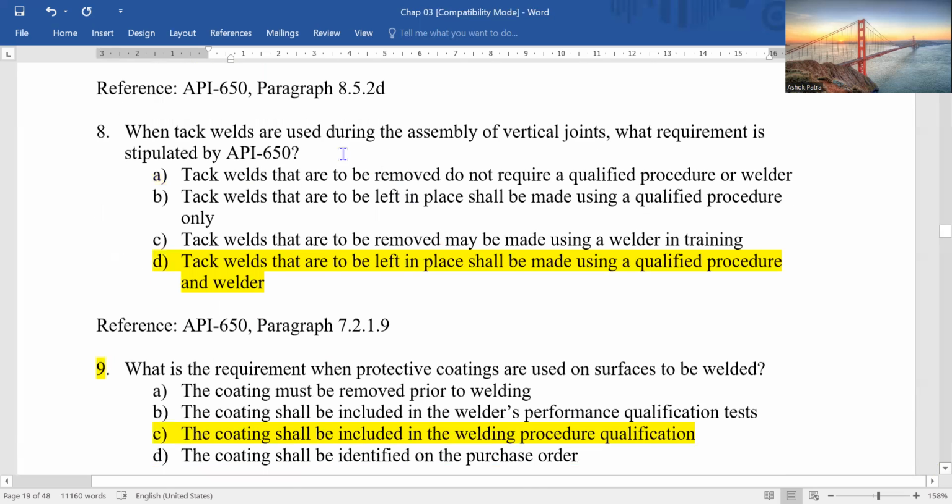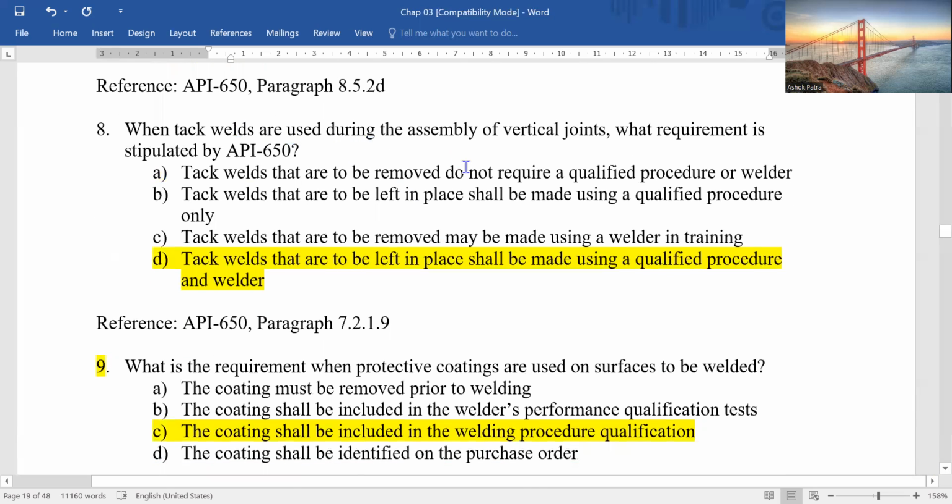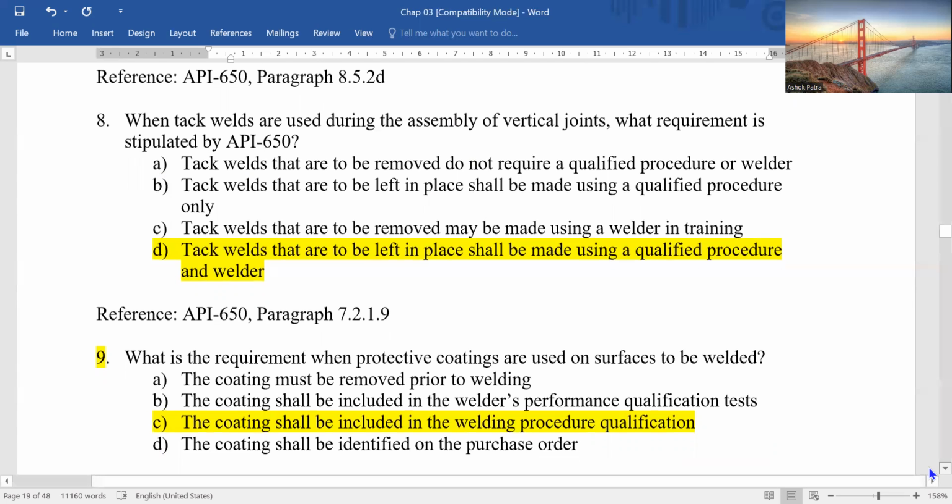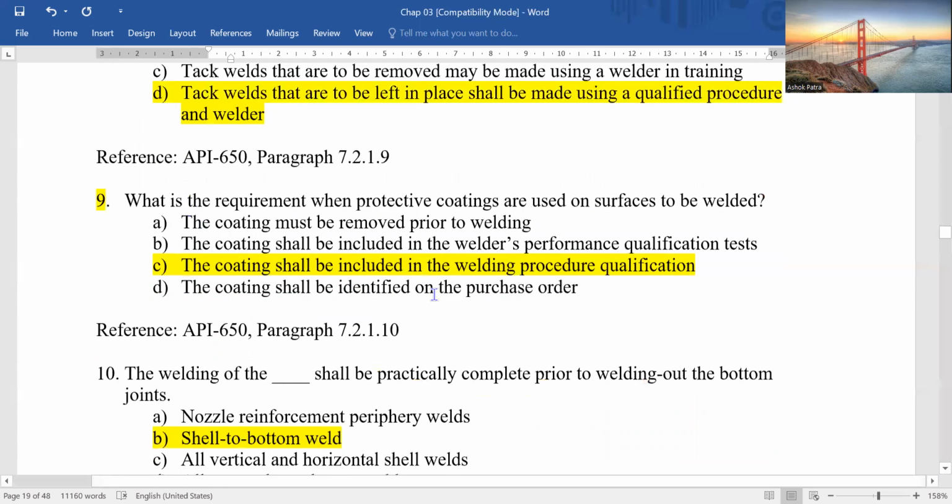When tack welds are used during the assembly of a vertical joint, what requirement is stipulated by API 650? Tack welds that are to be left in place shall be made using a qualified procedure and welder. Already we see all these things. Even this one, I can find here.